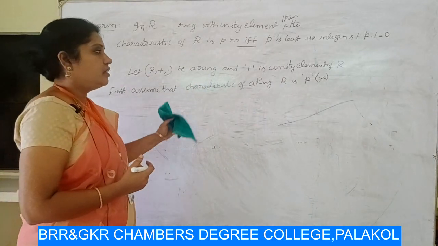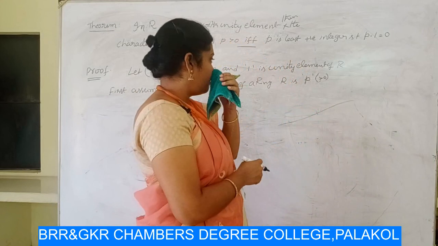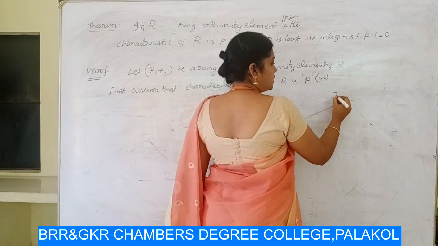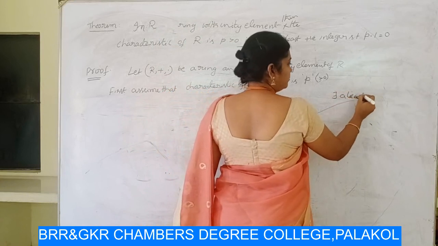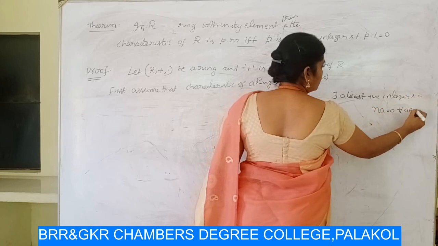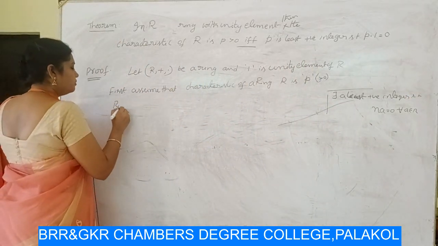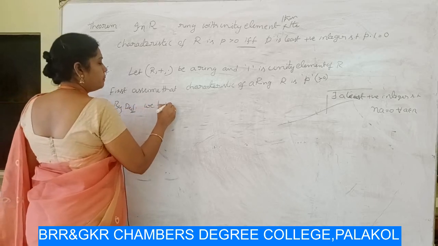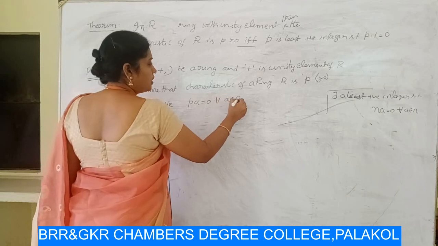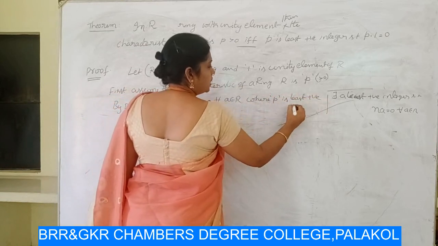By the definition of the characteristic of a ring, which we already learned, there exists a least positive integer n such that na is equal to 0 for all a belongs to R. So we write, by the definition, we have Pa is equal to 0 for all a belongs to R, where P is the least positive integer.